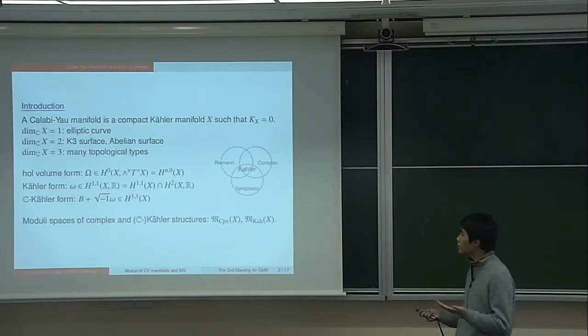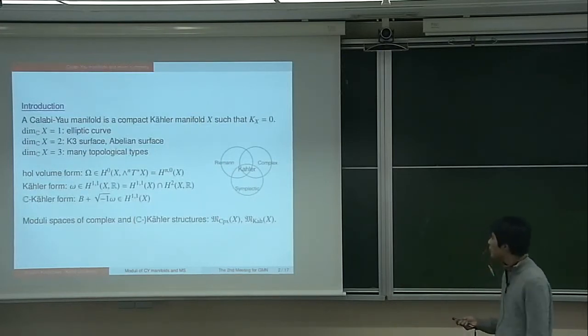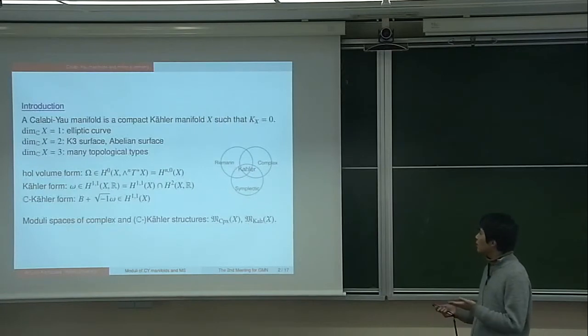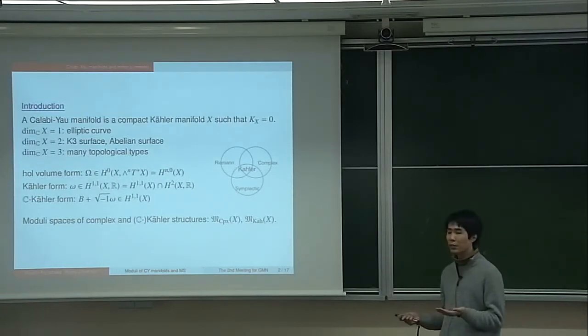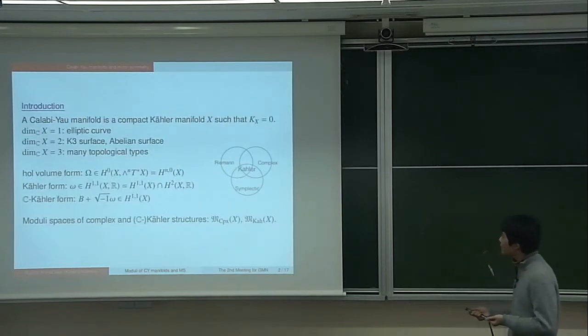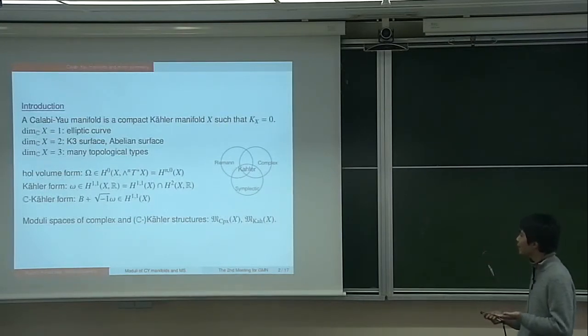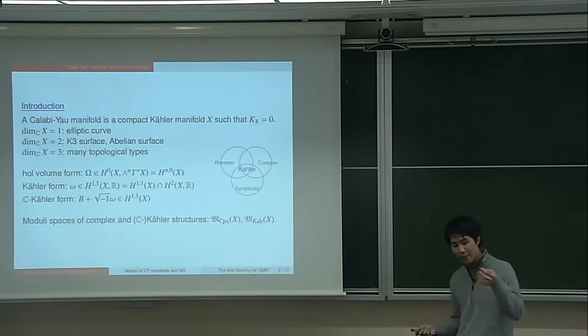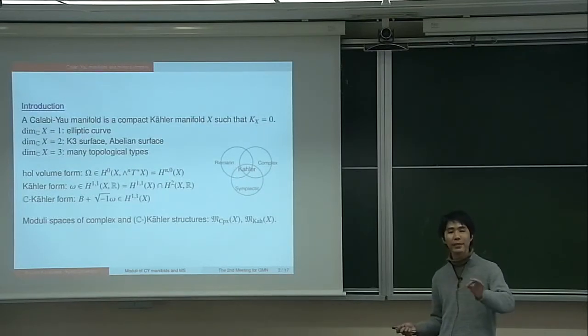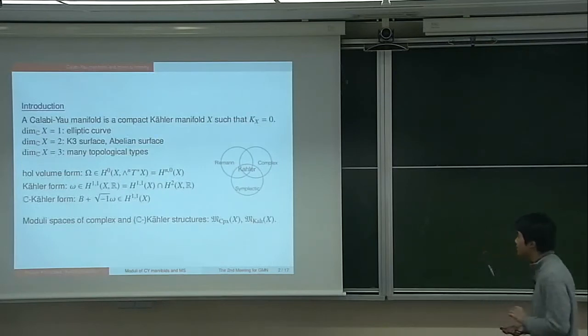This is a little bit of an abuse of language because in fact, I'm talking about the moduli of symplectic structure. But in our field, we call it the moduli of Kähler structure. So when I say moduli of Kähler structure, I fix the complex structure and vary the symplectic structure. Okay. So there are two moduli spaces.